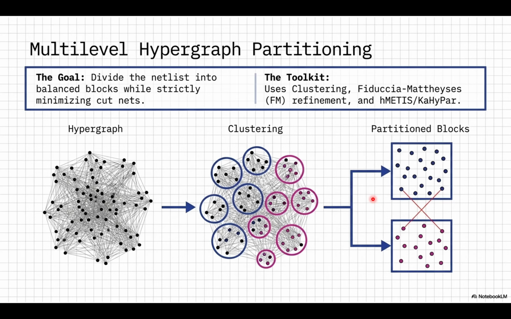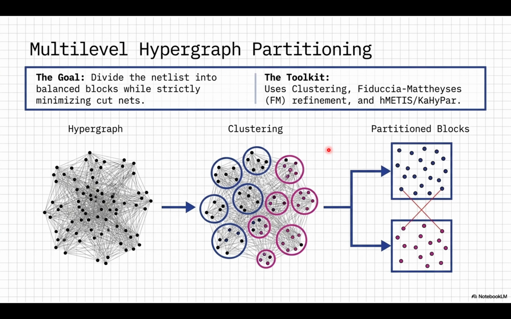So how does FM refinement actually solve that? It's an iterative swapping mechanism. The algorithm starts with an initial, somewhat arbitrary division. Then it looks at a single logic gate and calculates, if I move this gate to the other block, does the total number of external wire connections go down? And if yes, it swaps it.